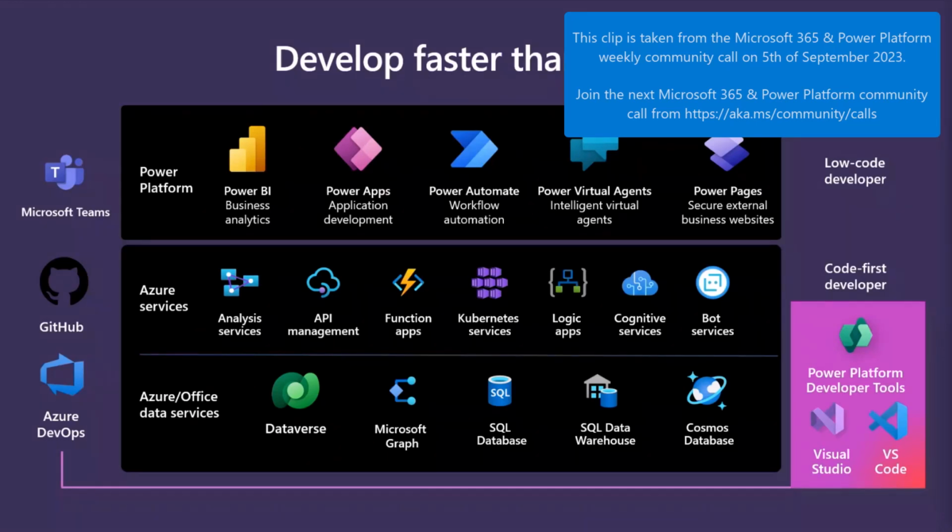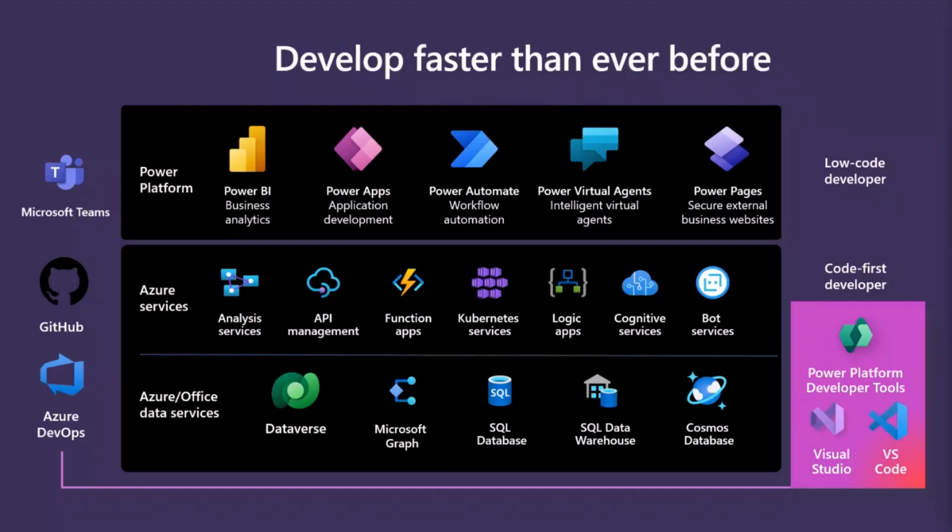We call Pro Developers, or Code First Developers, the traditional developer, people writing code. And the point is the developer does more than writing code. He solves problems. And Power Platform is another way for you to solve problems quickly and efficiently.